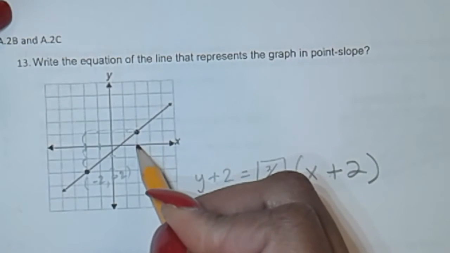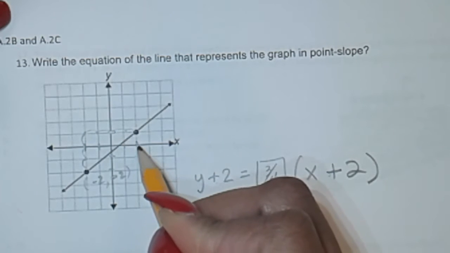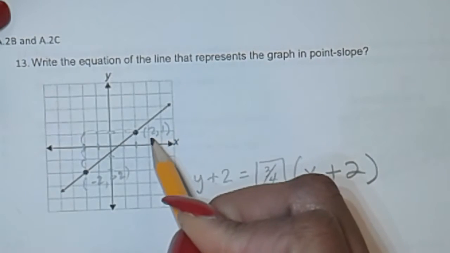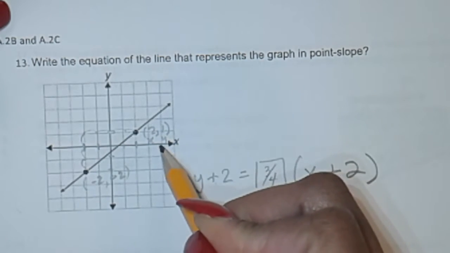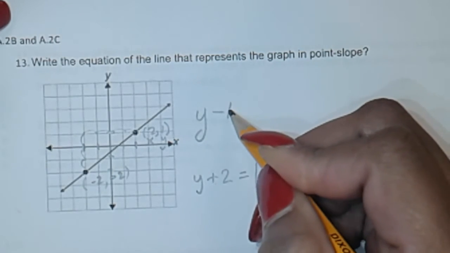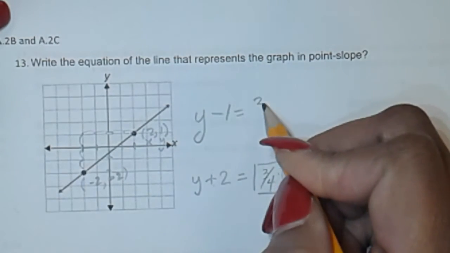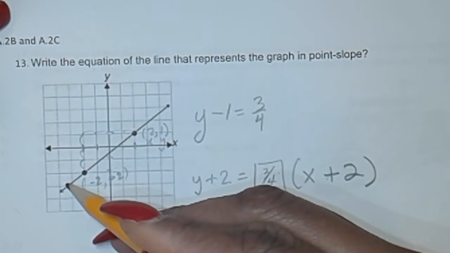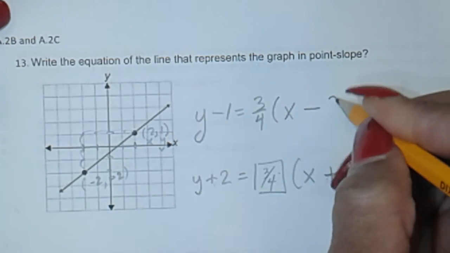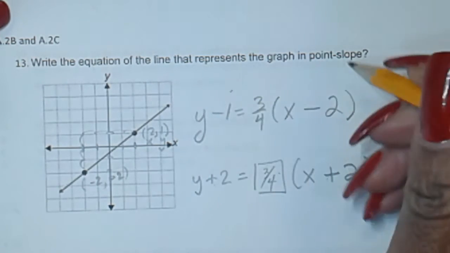Now, what's this point? 1, 2, and then 1. So this is 2, comma 1, but they're both positive. So this is your x, and this is your y. Be careful. Y goes here. The slope is 3/4. We know it's positive, so we did that right. It's pointing up when you read it from left to right. And then x minus 2. Remember, the x goes not here, but here.